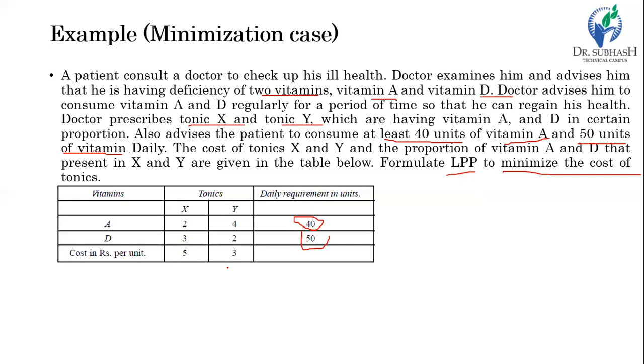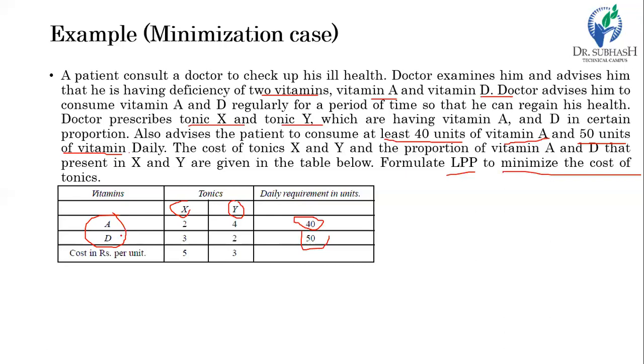So for this problem, first we will consider the decision variables. So here, what is our requirement? Our requirement is the daily gain of units of vitamin A and D from tonic X and tonic Y. And the cost is also given for tonic X and tonic Y. So here the requirement is to find the quantity of tonic X and tonic Y from which the patient can fulfill his daily requirement of 40 units of vitamin A and 50 units of vitamin D.